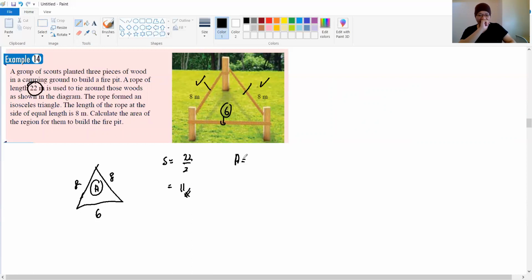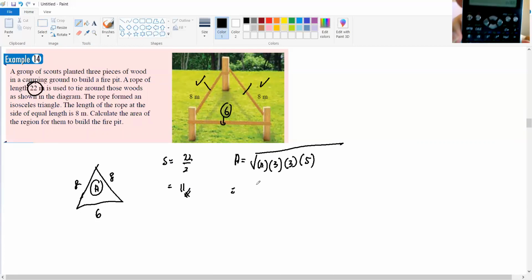The next step: area equals the square root of 11, then in the brackets, 11 minus 8 is 3, 11 minus another 8 is 3, and 11 minus 6 is 5. So 11, 3, 3, 5 come together under the square root. What is the answer? 3 square root 55.